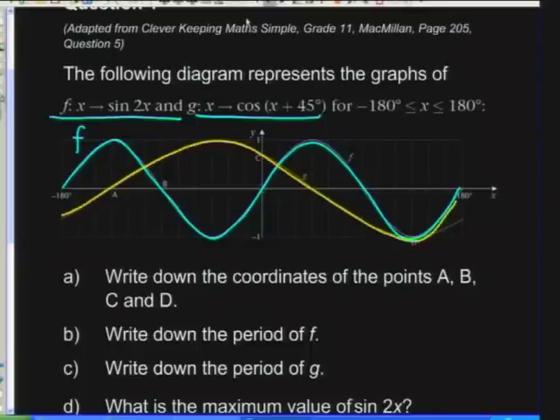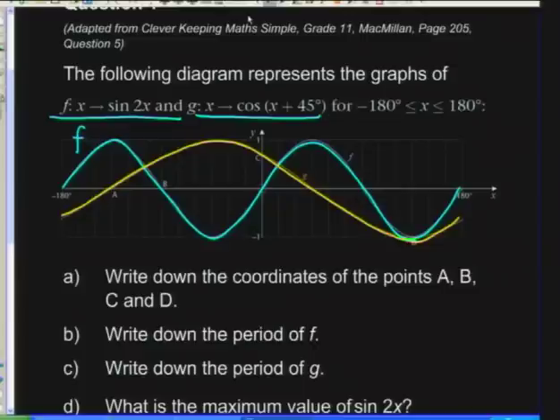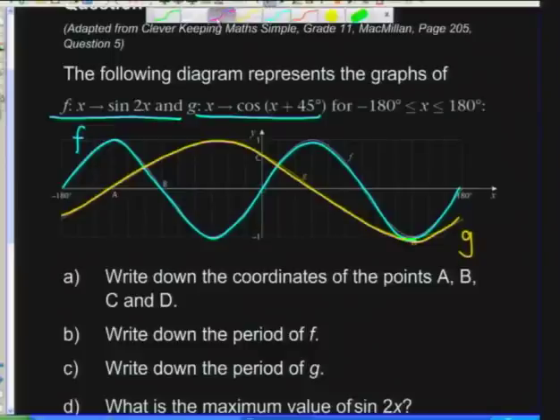Okay. Let's just erase it a little bit here, and just fix it up there. Goes all the way up there. Okay. So they've actually labeled it for us. They've said that's definitely F, and G, that's the yellow graph there. The question is, write down the coordinates of the points A, B, C, and D. So A is this point over here. That's A.